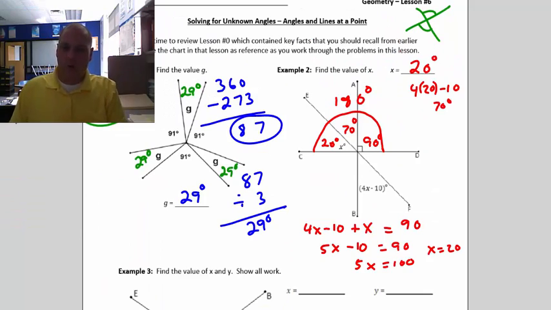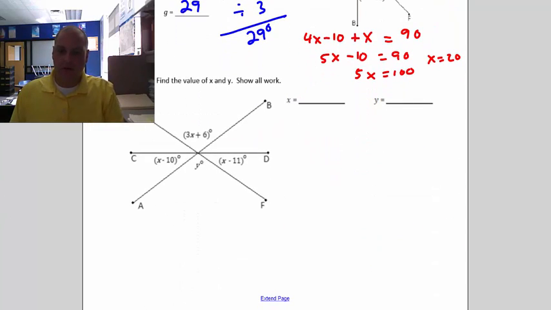This one's got an x and a y. Oops, it's going to keep flipping down on me. Okay, this one has x and y. All right. Now, we know we have vertical angles here. This angle and this angle are vertical. Okay. The problem is that you can't, so don't write this: 3x plus 6 equals y.